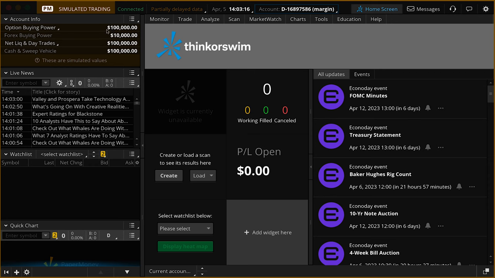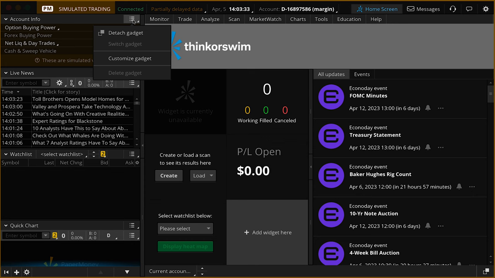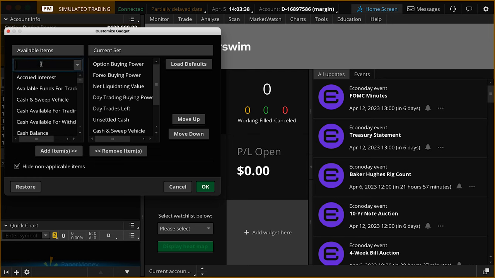As a stock trader, the first thing I'm going to want to do is add stock buying power to our account information field over here on the left. We're going to do that by clicking on this menu icon, coming down to Customize Gadget, going to the left-hand side and typing in the word stock. And you'll see right there, stock buying power. I'm going to click on that, go down to add item, and click OK.